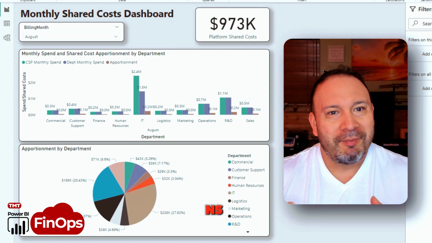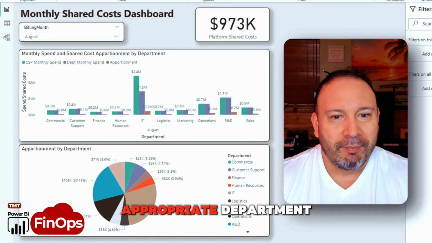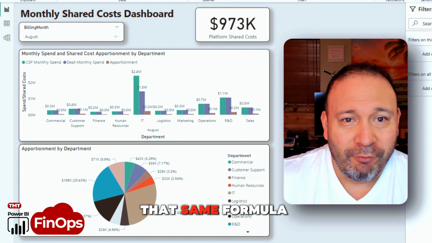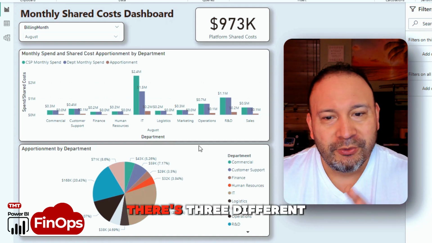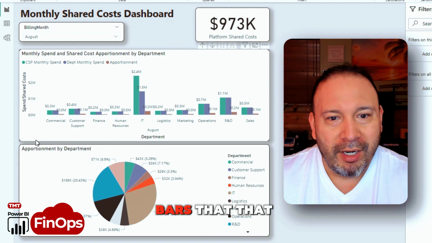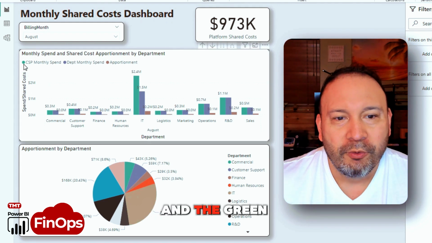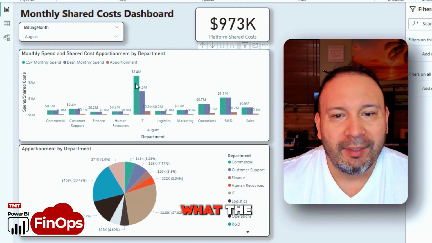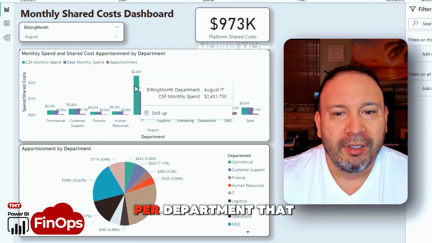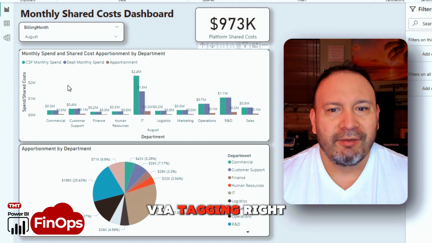If we look at the upper chart here, this is the monthly spend and shared cost apportionment by department, which means apportionment is that portion that should be allocated to the appropriate department. And it's following that same formula that you saw on the KPI sheet here. Now there are three different bars showing per department. The green one here is the CSP monthly spend. So this is what the monthly spend would be per department, and that could be assigned via tagging, right?